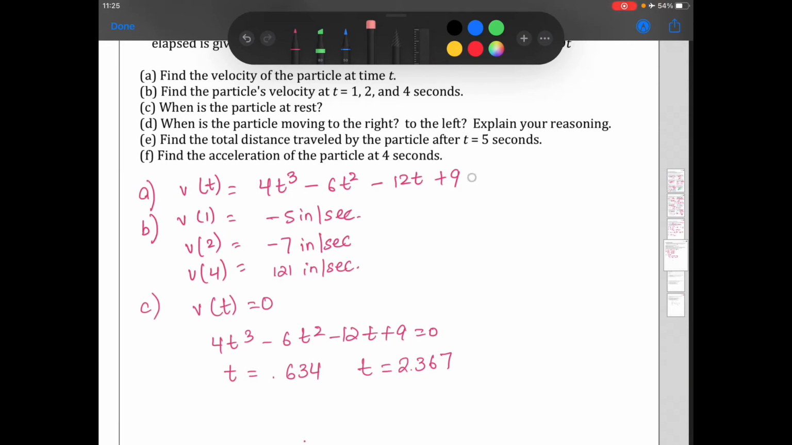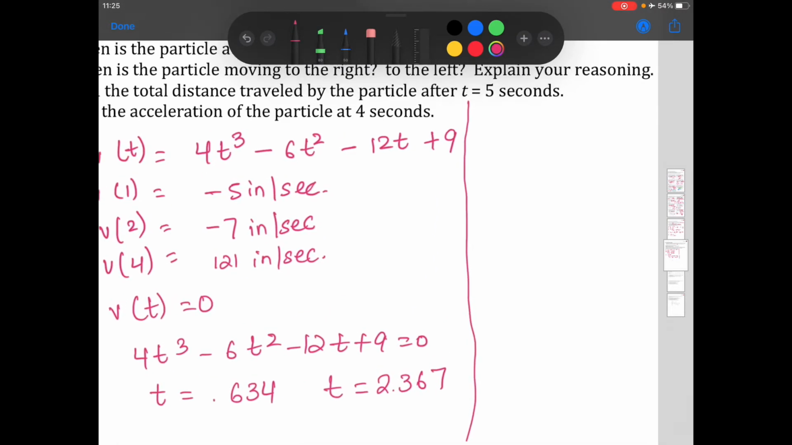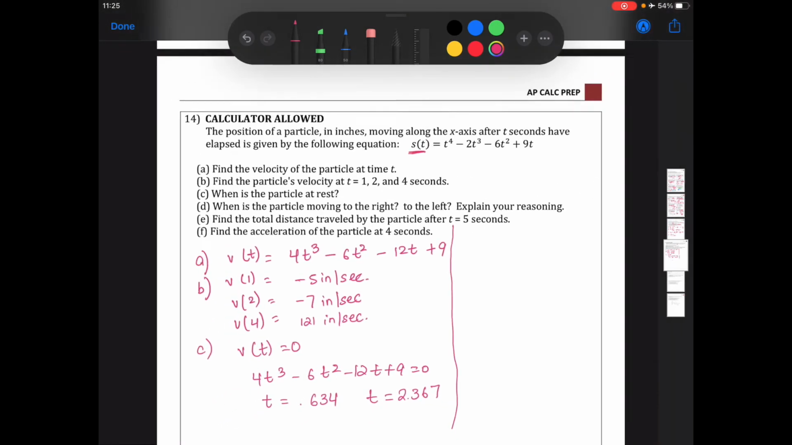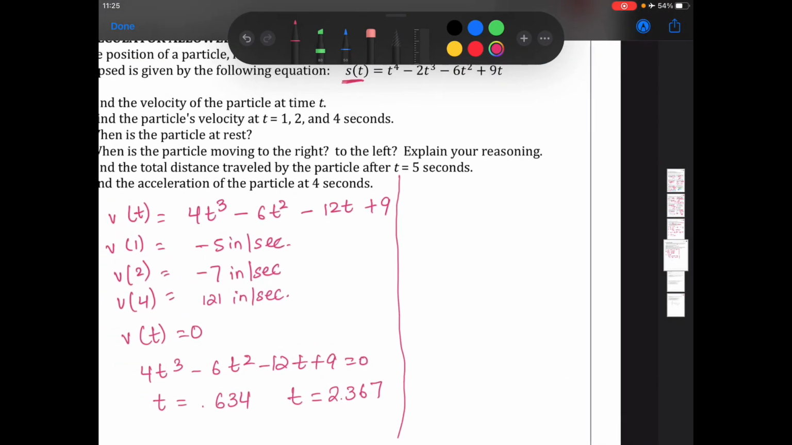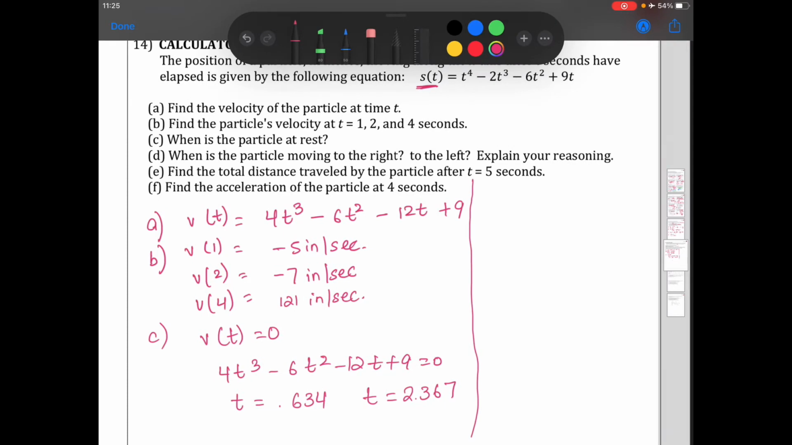Let me erase this. I'm going to do D here so that you can all see it. So D, when is the particle moving to the right? Moving to the right means when your velocity is greater than 0, right? That's right. So left is when velocity is less than 0 or is negative.